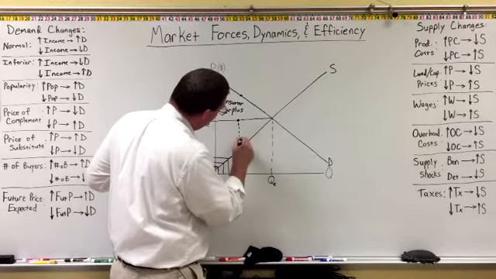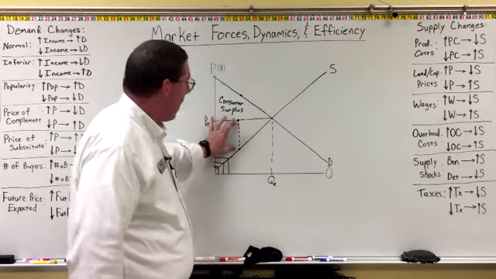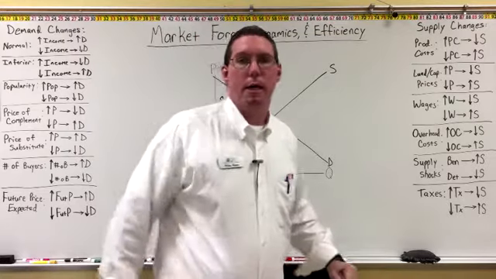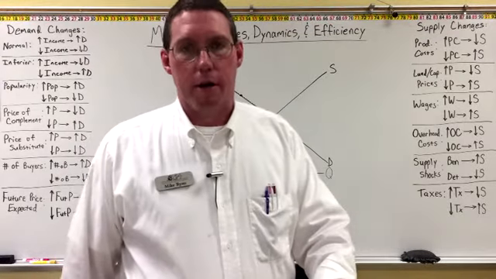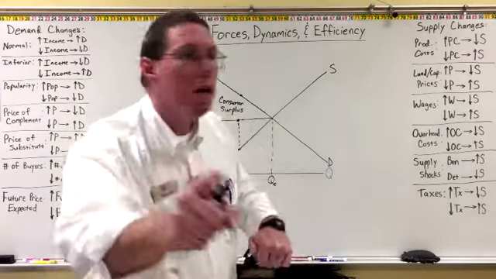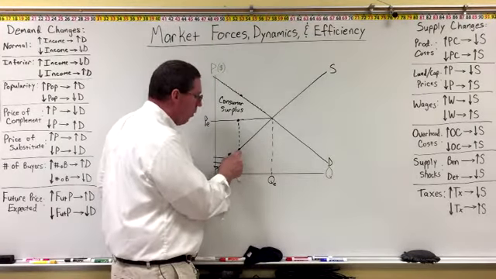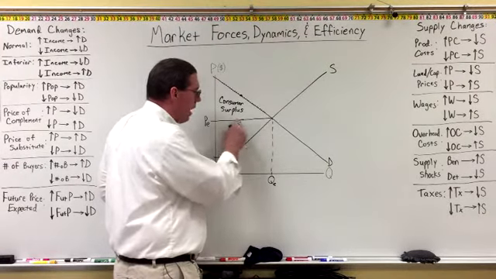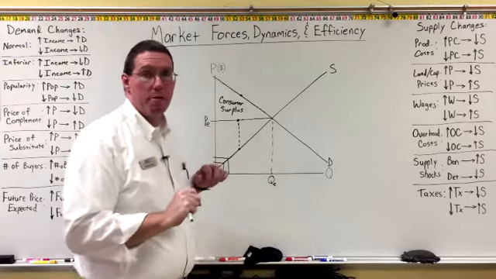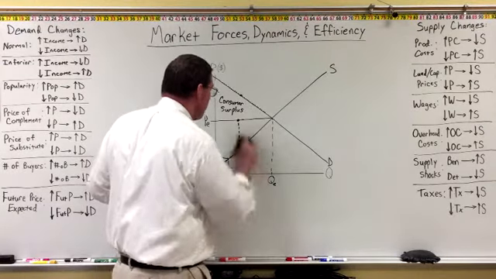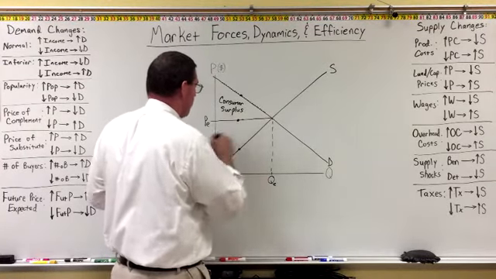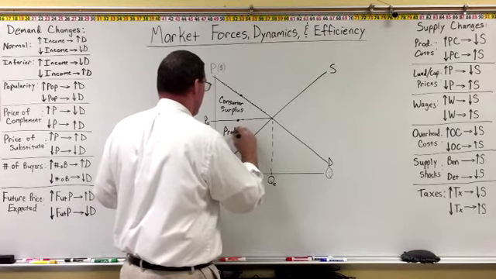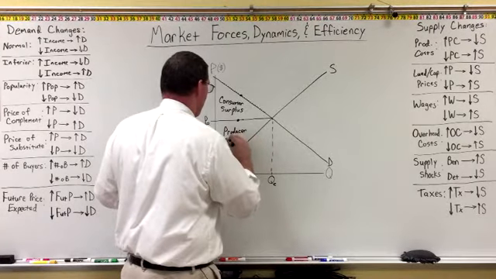So all this space right in here, the difference between the actual price and what they're willing to sell for, this line right here, that represents extra money that the supplier is earning because they would have sold it for a lower price, but they're able to sell it for a higher price. And that is called producer's surplus, or producer surplus.